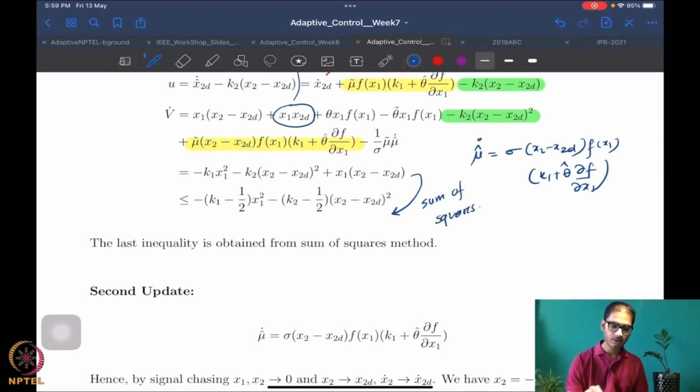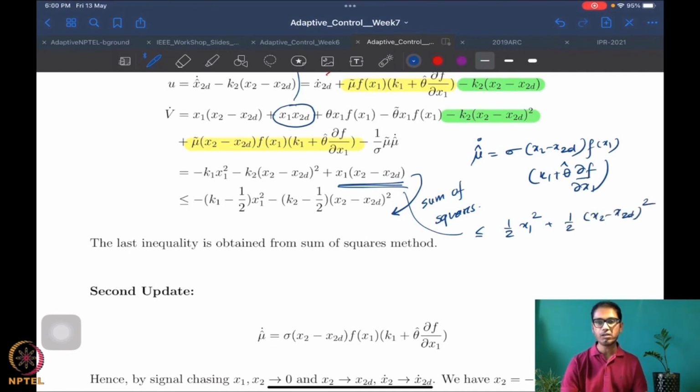Yeah, again, we are already used to this, I hope. So this term is simply less than or equal to half x1 squared plus half (x2 minus x2 desired) squared. This is just using ab is less than or equal to a squared plus b squared, the standard sum of squares. We do this again and again, so I hope you're used to it.